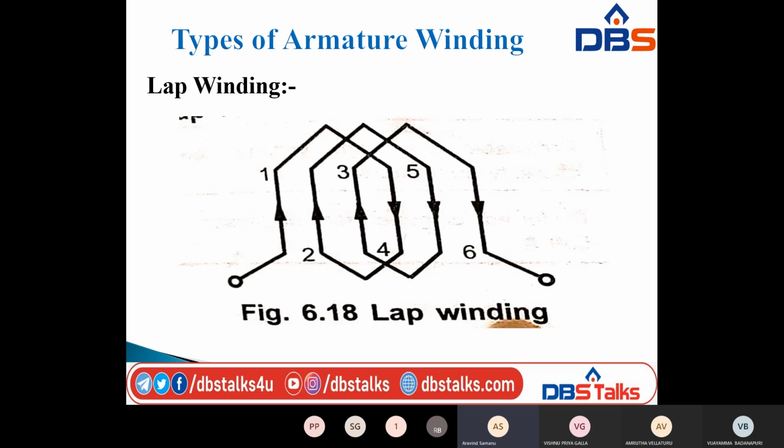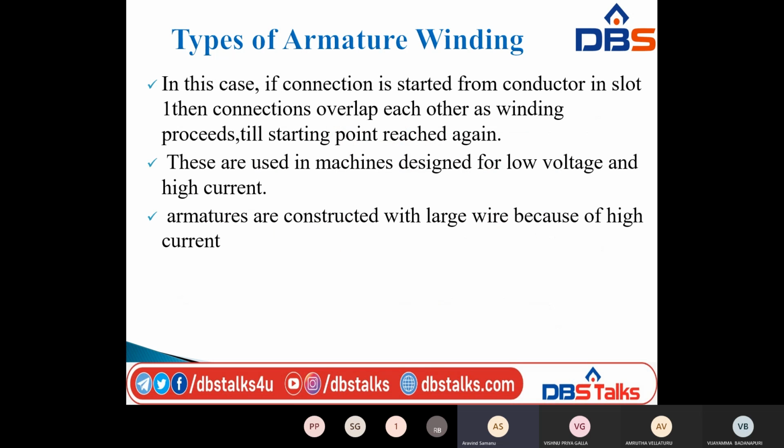So this is the lap winding. Here we have the lap winding connection. So what is meant by lap winding? In this case, if the connection is started from conductor 1 in slot 1, then the connections overlap each other as the winding proceeds, till the starting point is reached again. So that is the lap winding.